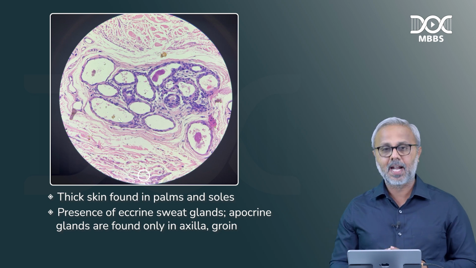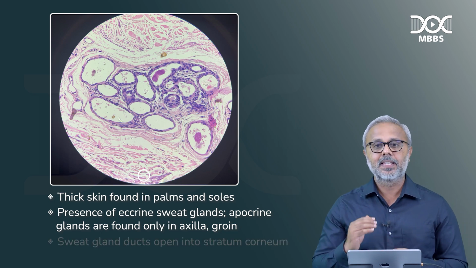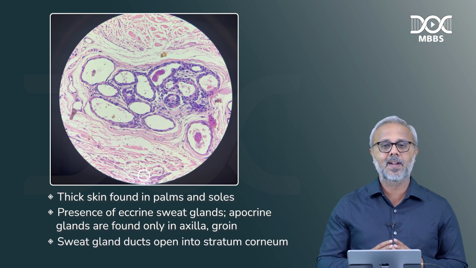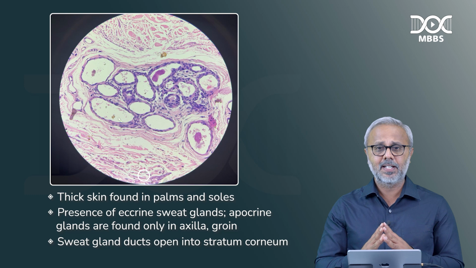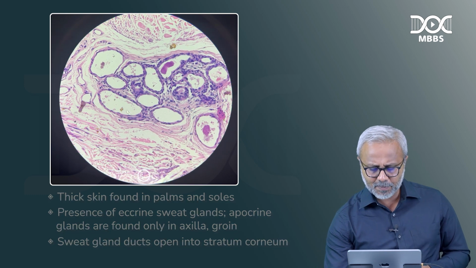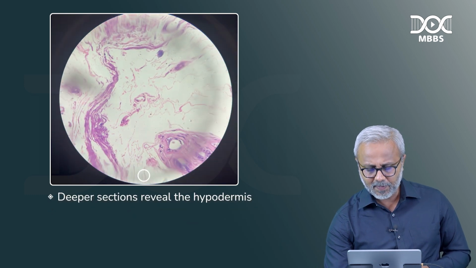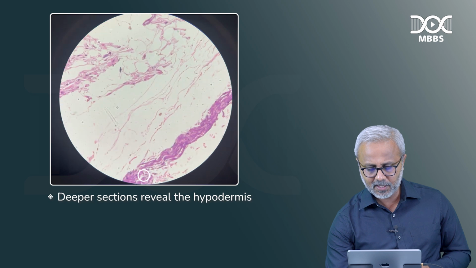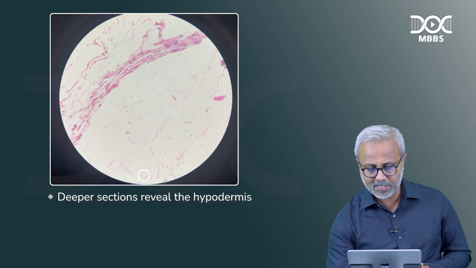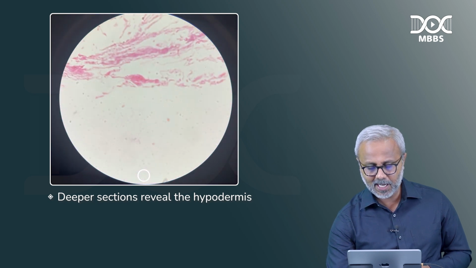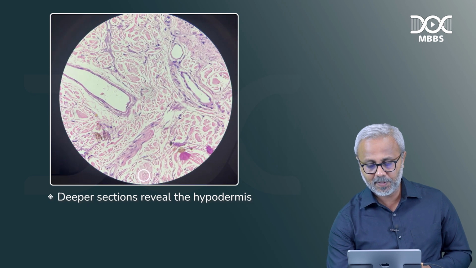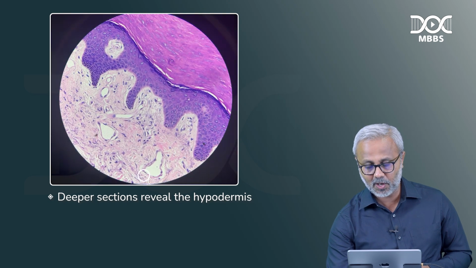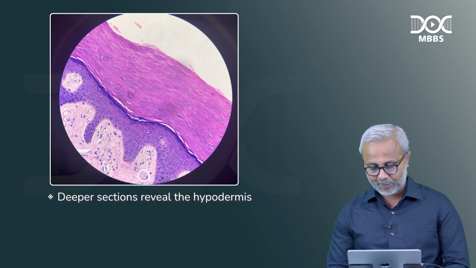So this is the sweat gland and its duct system. These ducts ultimately open into the stratum corneum, right? This is regarding the reticular dermis, and if we explore further deep down, we can identify the hypodermis, right? So all of this is the hypodermis region. Now this is how we should go on and describe the structure of the thick skin.